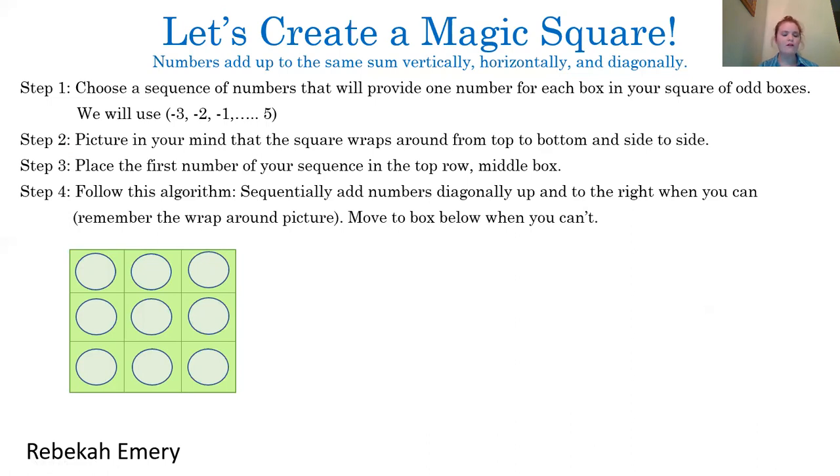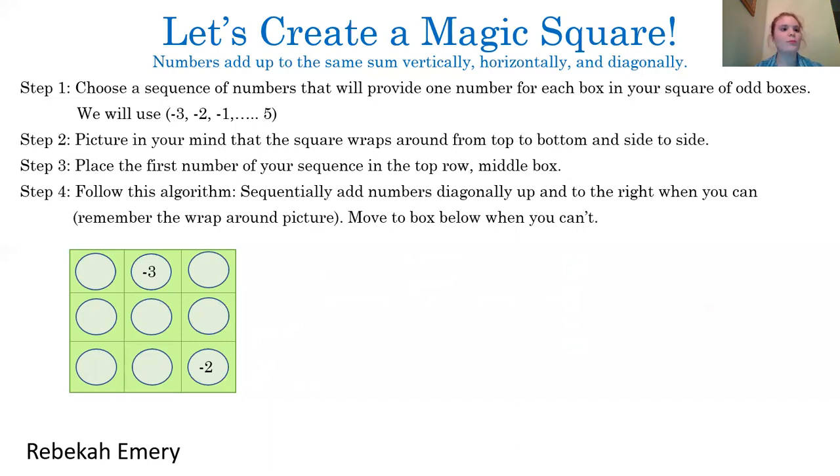In step 4, follow this algorithm. Sequentially add numbers diagonally up and to the right when you can. Remember the wraparound picture. Move to box below when you can't. Here we go. -3 goes into the top middle box. Now we move up and to the right for -2. But that box is actually at the bottom because this square wraps around, remember?